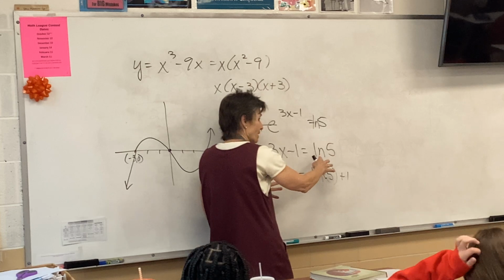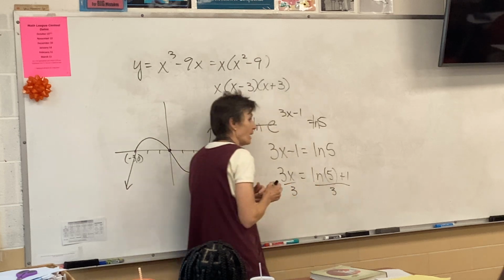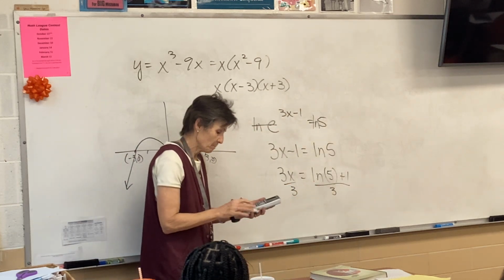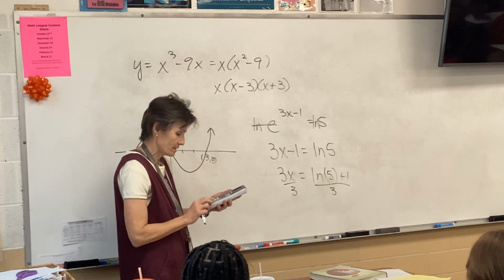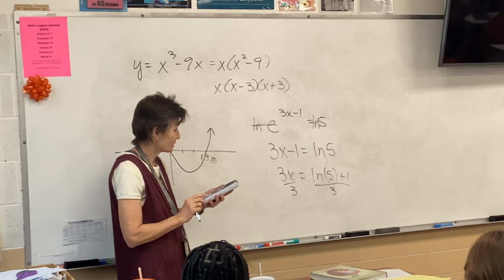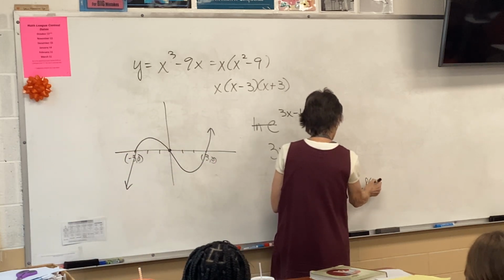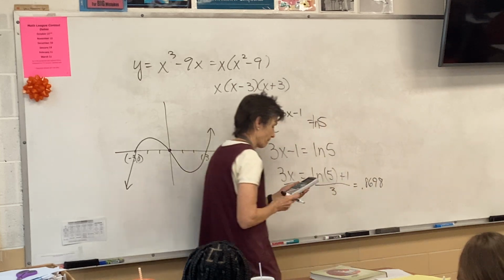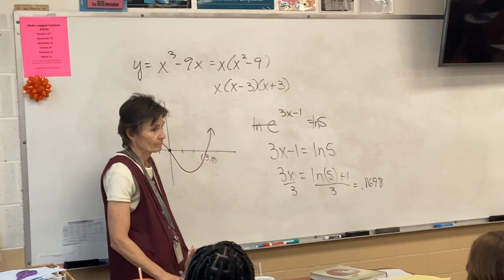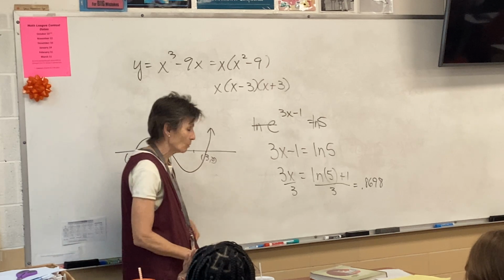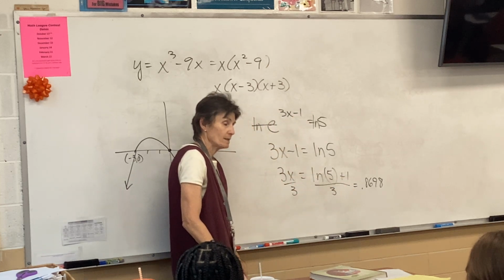Now, don't make that a 6. This is ln 5, and then you're adding 1 to it, and then we're going to divide by 3. So when I type that in, ln 5, close parentheses, plus 1, equals, divided by 3. So I got 0.8698. When you type it in, you have to click the equals and then divide by 3. If you don't hit the equals, it's going to divide 1 by 3. It's not going to divide the whole thing by 3.